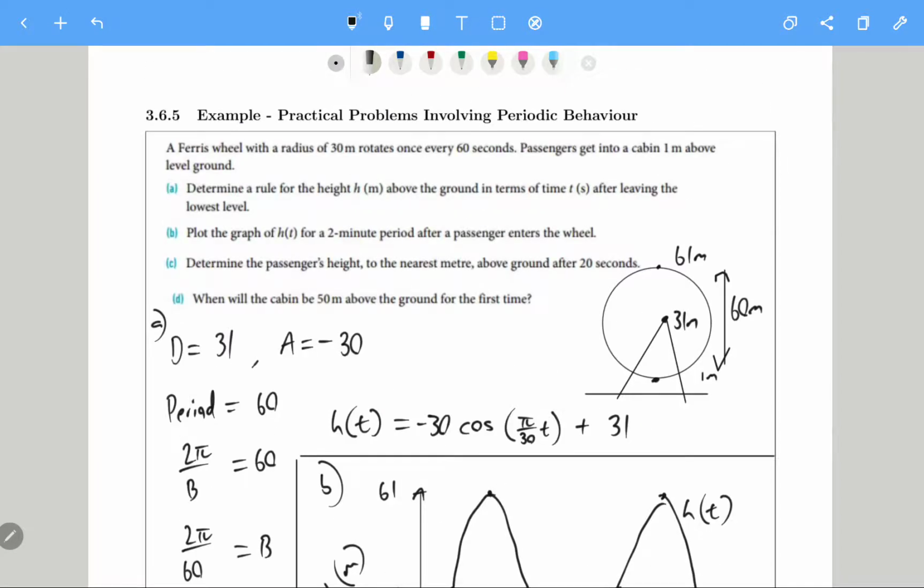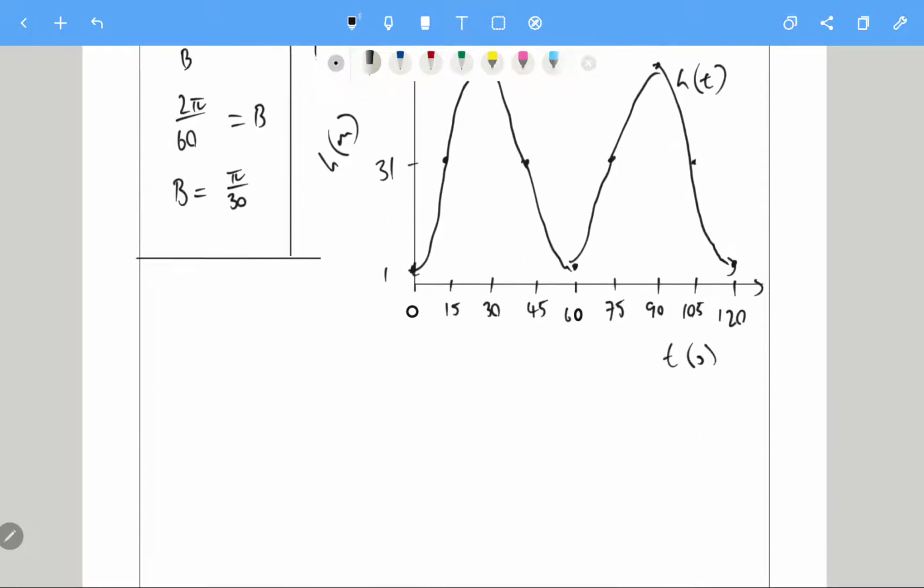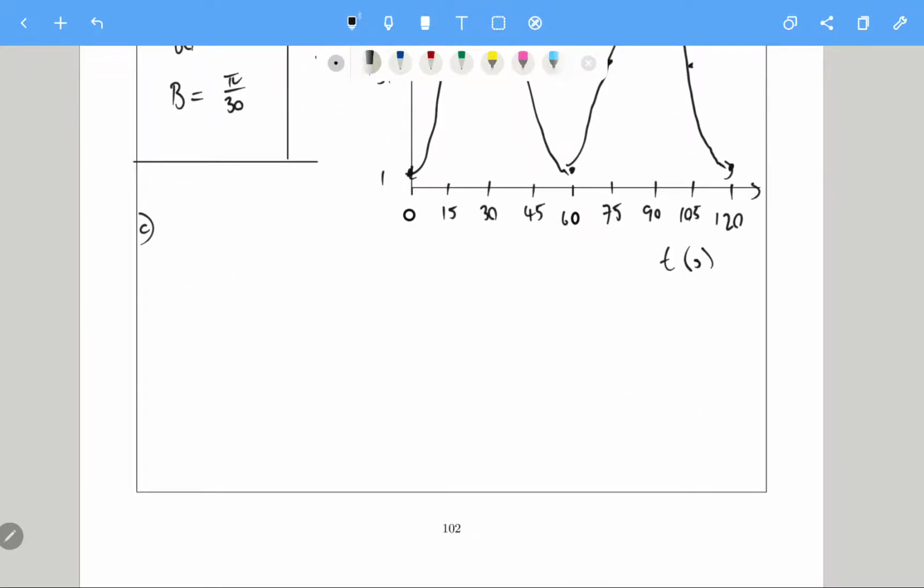Alrighty, moving down onto part C and D. So these are both doing a bit of solving. So part C. Now, we are wondering how high are you going to be at the height of 20 seconds? So what happens when t equals 20? Alright, so we get h of 20. Well, that's going to be equal to minus 30 in bracket cos of pi times 20 over 30 plus 31.